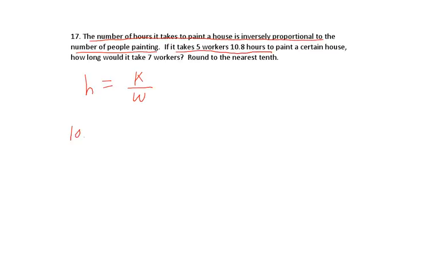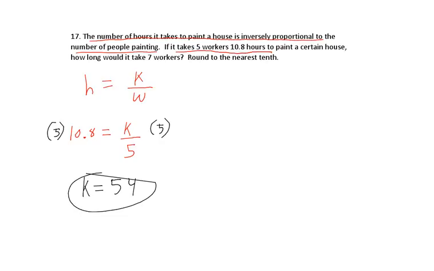So let's plug in what we know. So 10.8 equals k divided by 5. If you multiply it by 5 on both sides, what you end up with is k equals 54. So if you go back to the equation, it's really h equals 54 over w. And now that you have this, you can answer anything you want. So let's see what numbers they give us.